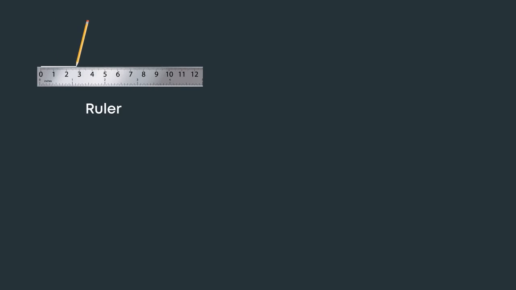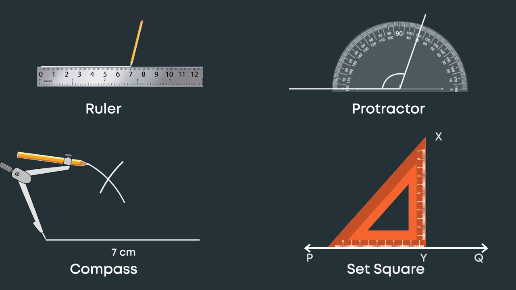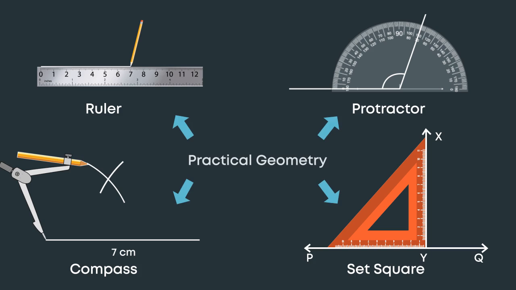Drawing different geometrical shapes using the tools such as ruler, compass, protractor, set square or divider is called a construction. The branch of mathematics which deals with constructing geometrical shapes using tools is called practical geometry. In this chapter, let us construct triangles and parallel lines using the geometric tools.